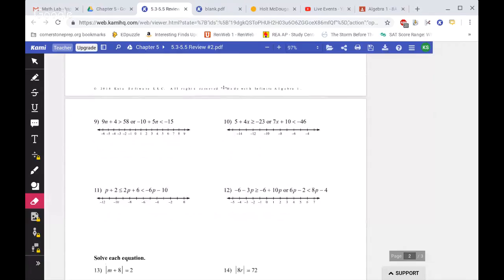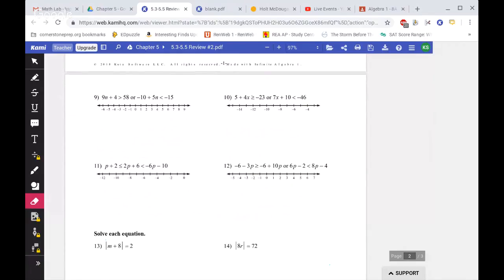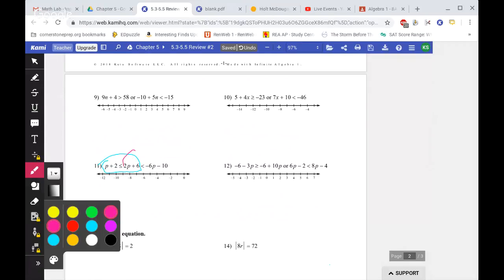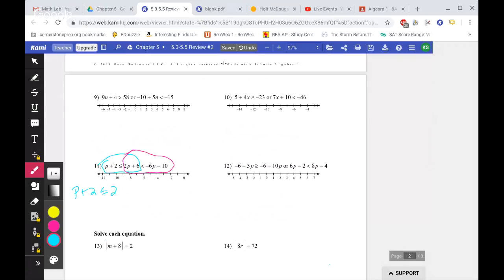Okay. Number 11. All right. So number 11, you want to break this into 2 problems. So you've got this one, and then you've got this one. It's almost like a Venn diagram. So for that first one, we've got p plus 2 is less than or equal to 2p plus 6. So we're going to solve this one first.